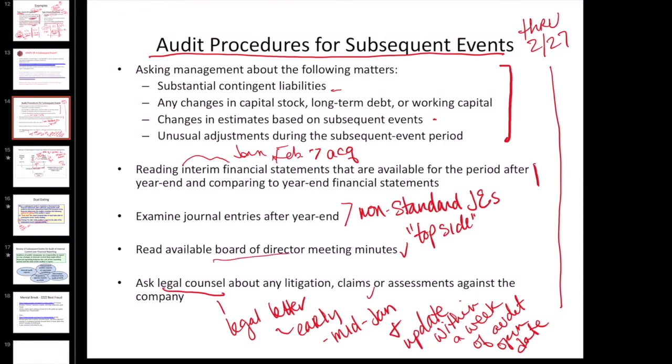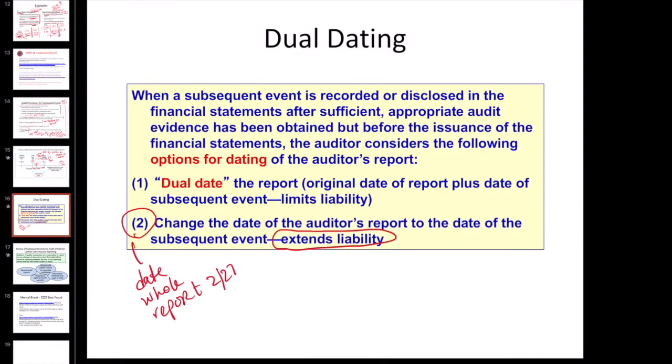So if they've had more board meetings, I'm going to have to read those minutes. If they've had any more journal entries, I got to look at those. I have to update my legal counsel letters again, right? Do another update because I need to make sure I have that update within a week of the opinion date. I'm going to have to look at any new interim financial statements that have been issued, so on and so forth, right? So this is not the most optimal, number two.